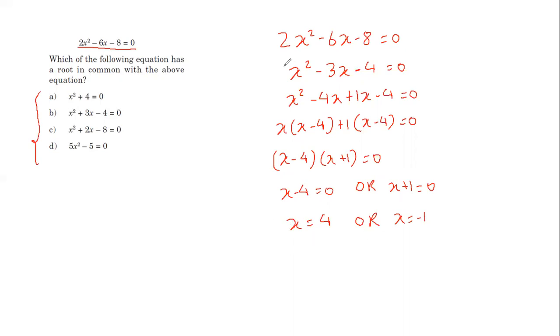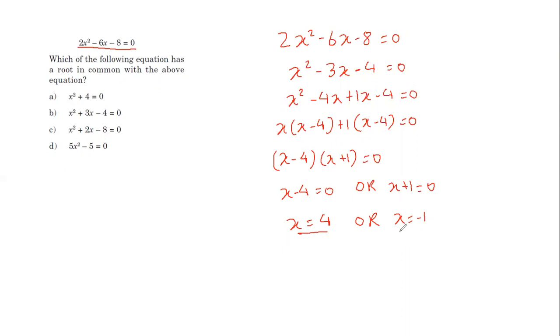Now one way is that you factorize all four equations and check which one will have at least one root in common with the above equation. But that will be a very lengthy method. So you need to understand, I already told you, what do you mean by roots? Roots means whenever you put them back into the equation, they will always satisfy if they are the roots of the equation. So you can just try to put these values in these options and check which option will satisfy.